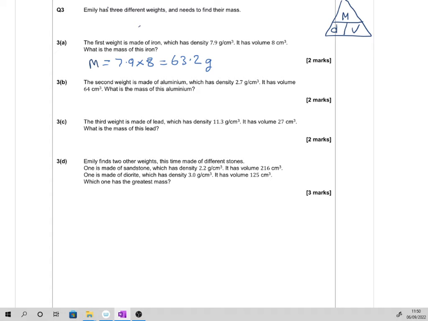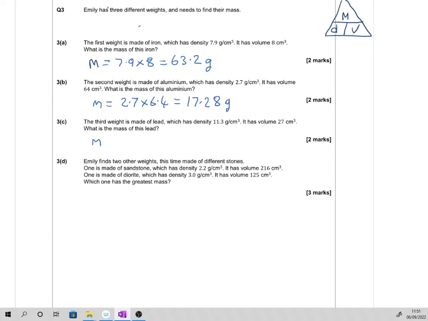The second weight is made of aluminium and has a density. So the mass of the aluminium is the density, which is 2.7, times the volume, which is 6.4. 2.7 times 6.4 is 17.28 grams.